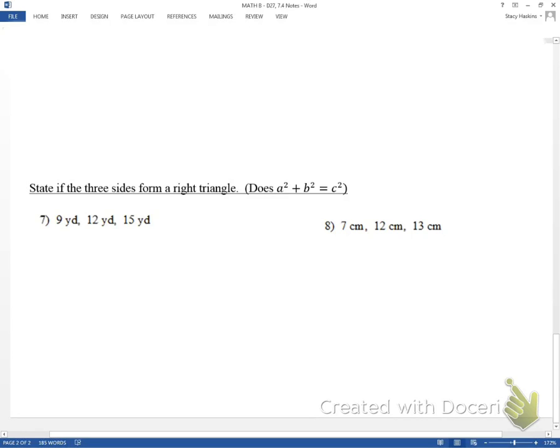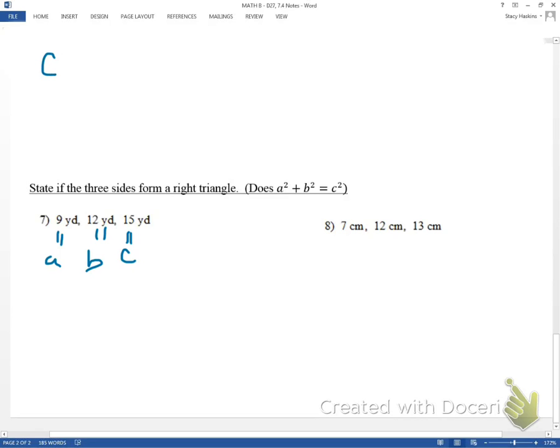So, how would you go about doing this? Well, the first thing you would do is label side C. Remember I told you that side C is always your longest side? So that would be side C. And then the other two sides, it does not matter which you label A and which you label B. But C has to be the longest side.